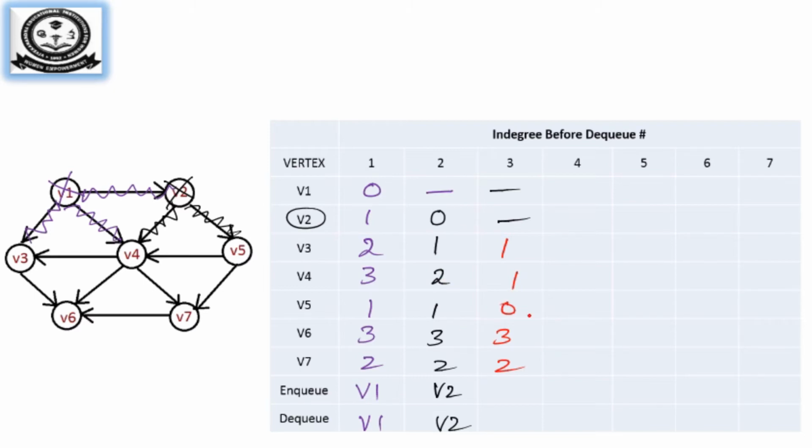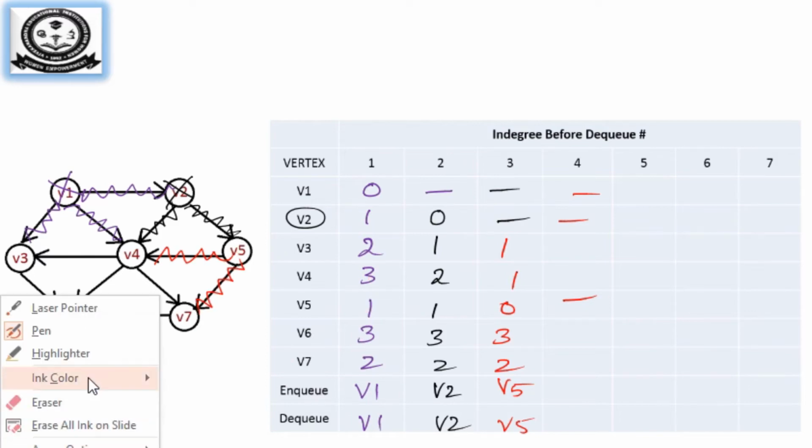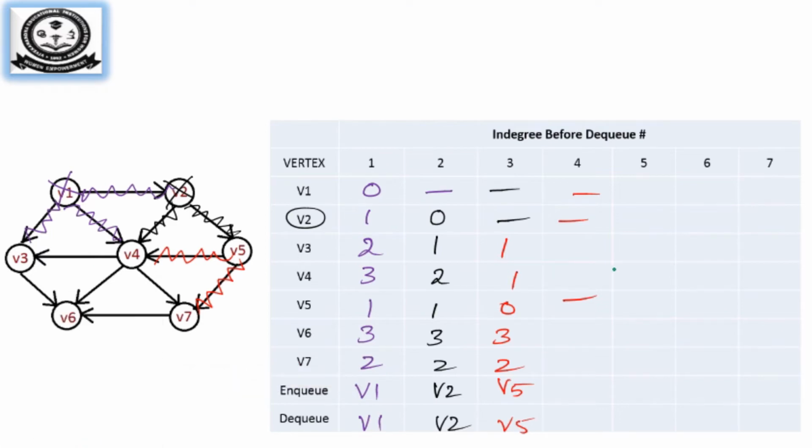So now V5 has in-degree 0, so you will push V5, and V5 has to be removed from the graph. If V5 is removed, this edge and this edge will be removed. Let us update the in-degrees. V3 will be 1, V4 will be 0, V6 will be 3, and V7 will be 1.